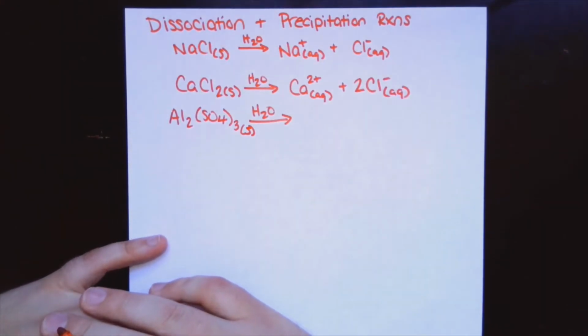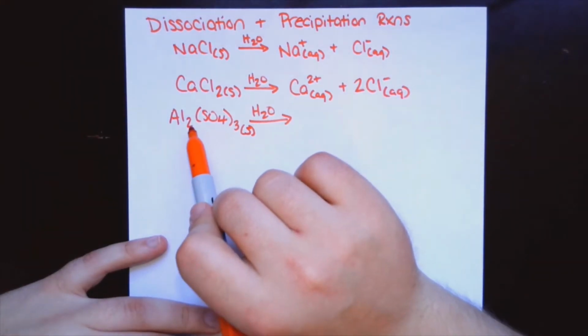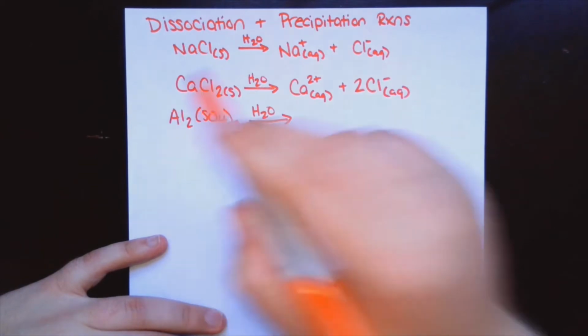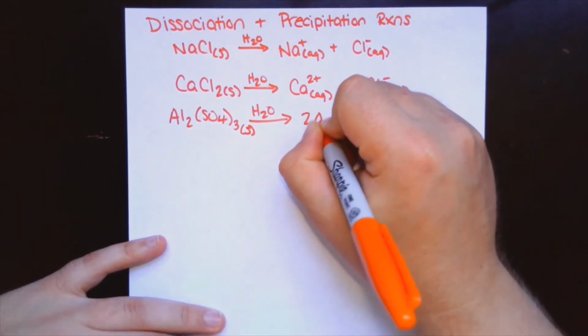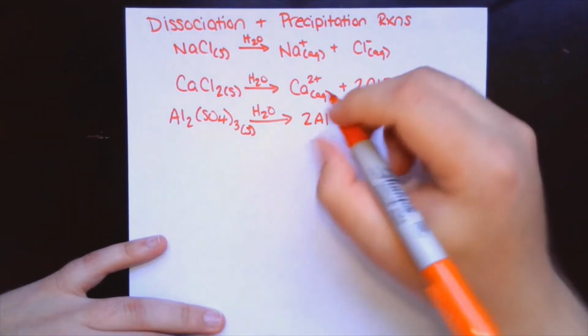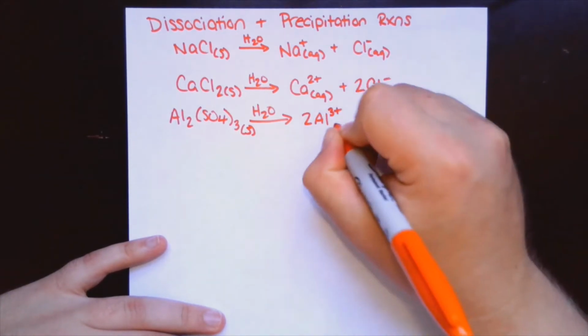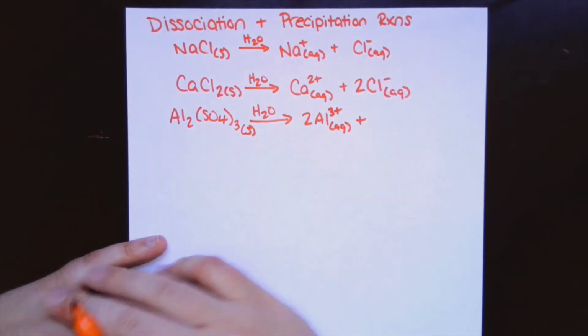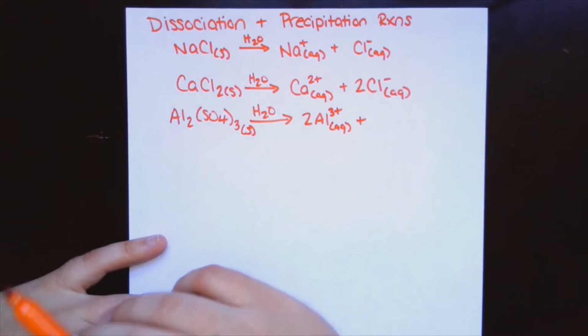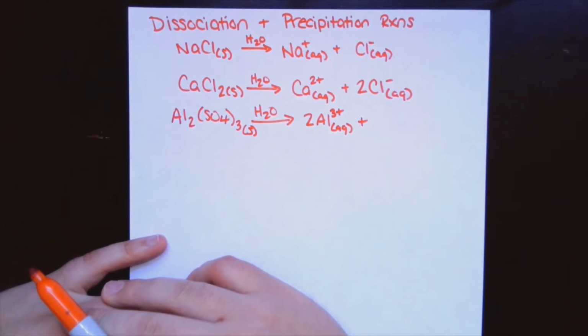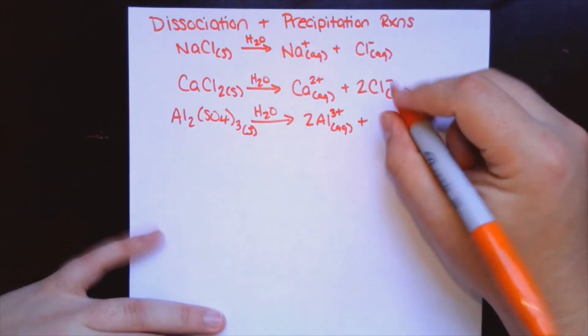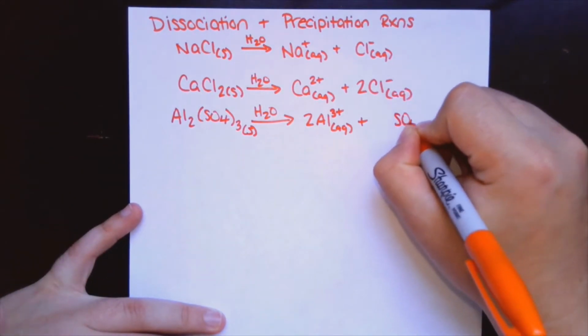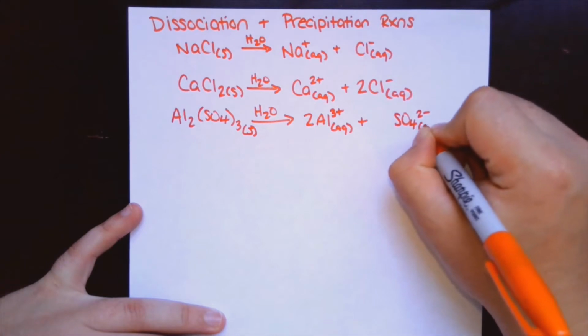hopefully you did that. So now, remember the subscript for aluminum is 2. So that means that we're going to have 2 aluminum ions. And aluminum is always going to have a 3+ charge. And this SO4, that's one of your common polyatomics. That's sulfate. And sulfate always has a 2- charge.